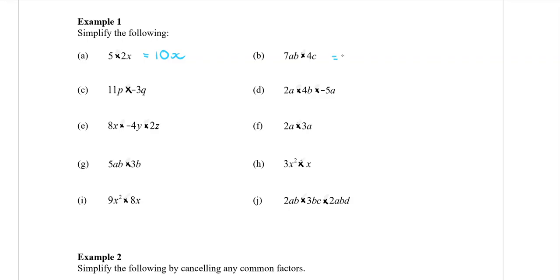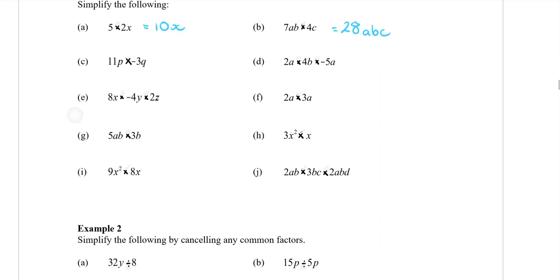7 times 4 is 28. And then all the letters A, B, and C collect up at the end, and when there's more than one letter, alphabetical order is the best way to write those. Question C, 11p times minus 3q. Multiplying the numbers, 11 times negative 3 is negative 33. Feel free to use your calculator if you need to multiply numbers together. And the letters P and Q will sit at the end.